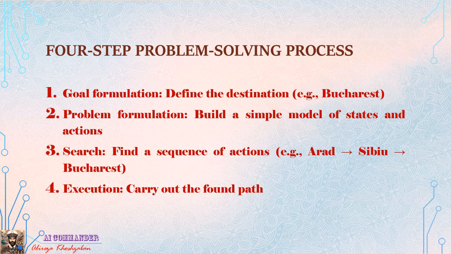3. Search through the paths to find the best way to Bucharest. For example, Arad, Sibiu, Făgăraș, Bucharest. This is our solution. 4. Finally, it follows the path step by step. In fully known environments, the agent can follow the plan without changing it. But in uncertain environments, it may need to change the path midway, making it a closed-loop system.